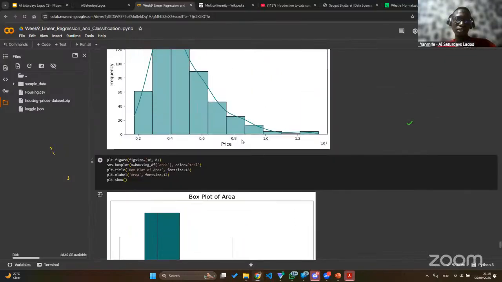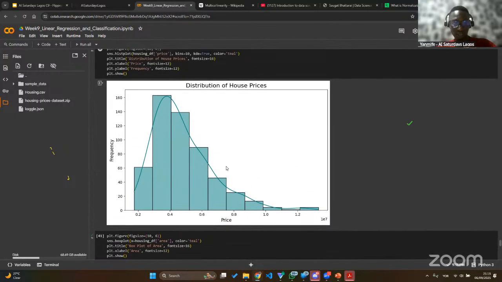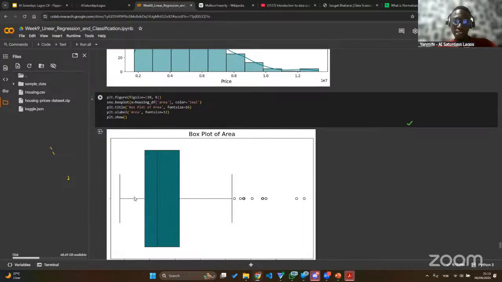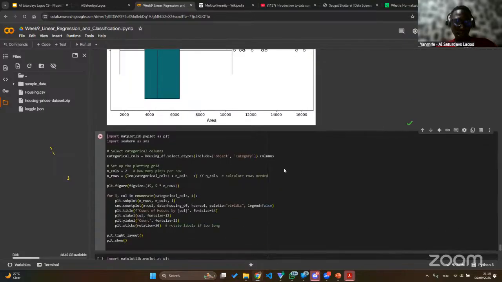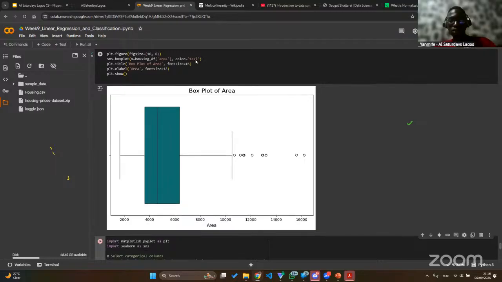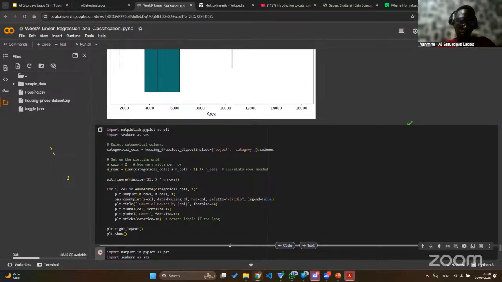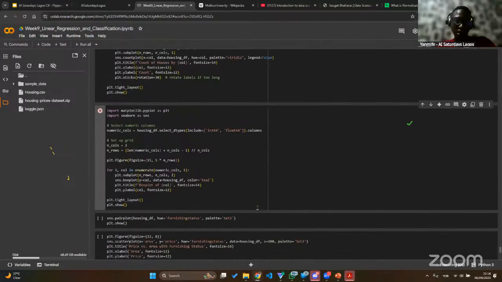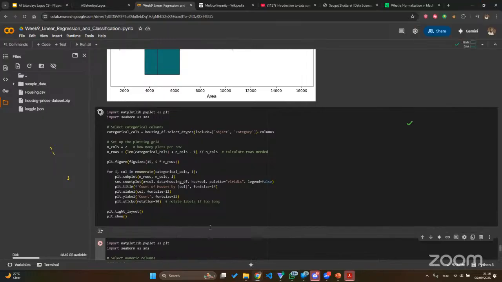So this is the distribution of the house price. This is the histogram, and this is the box plot. As you can see, of course, there are outliers. I think I didn't do the box plot of the other one. I forgot to do that. You can go and do that in your notebook when you receive the data set.